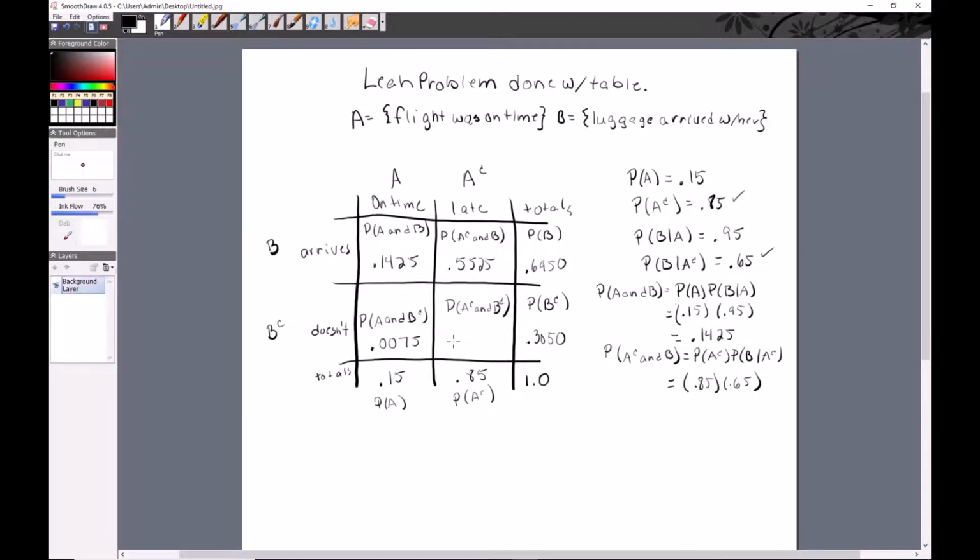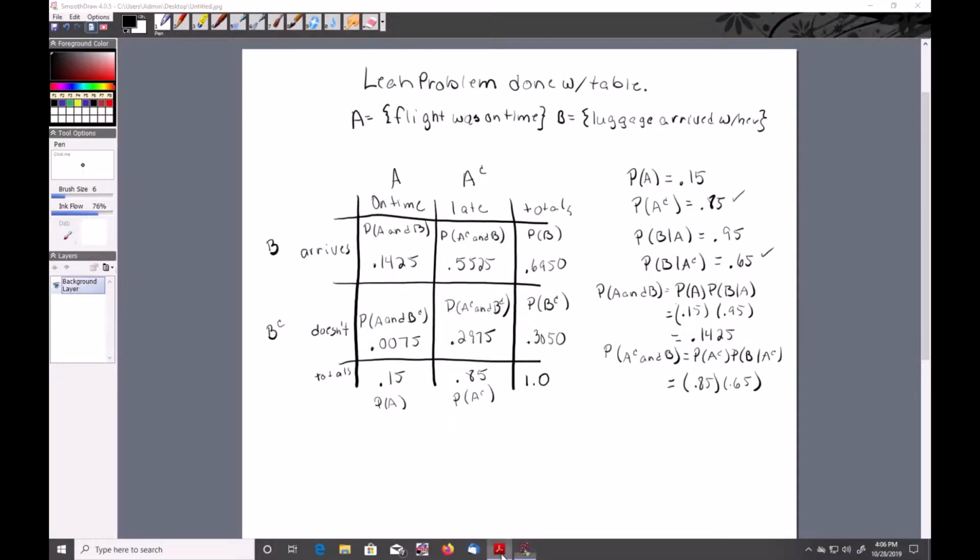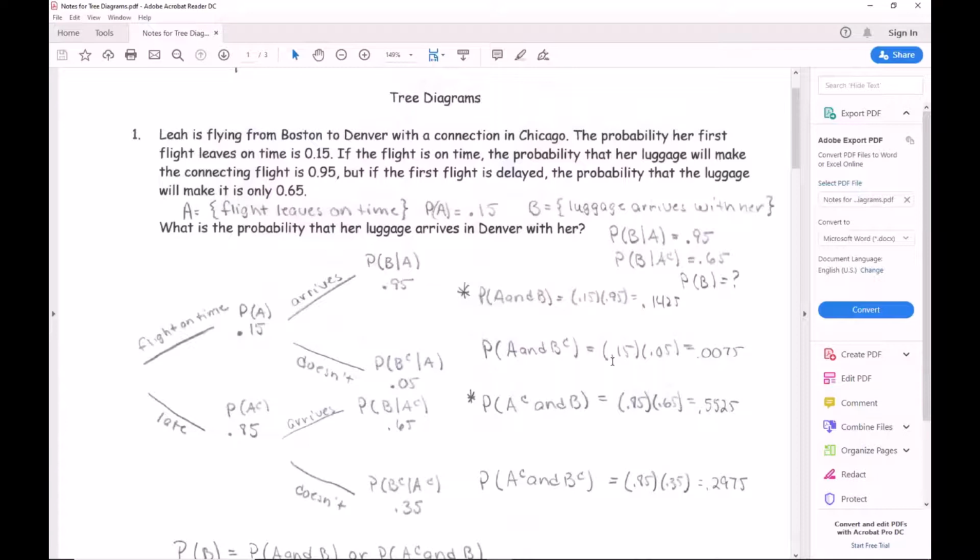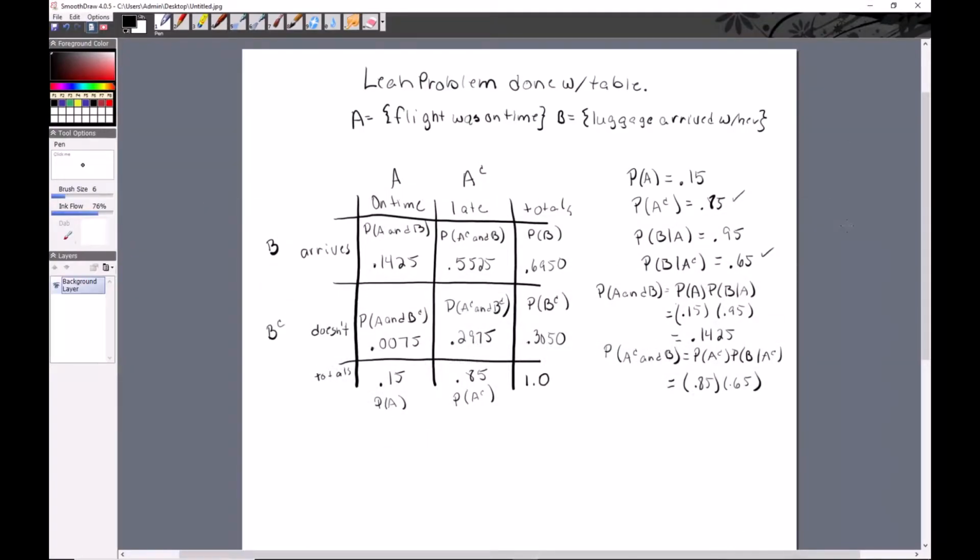Either way, it should be 0.2975. So again, those joint probabilities should all match up to these joint probabilities right here. And surprise, they do. All right? So we have the individual probabilities B and B complement, the individual probabilities A and A complement. We have the 4 joint probabilities.